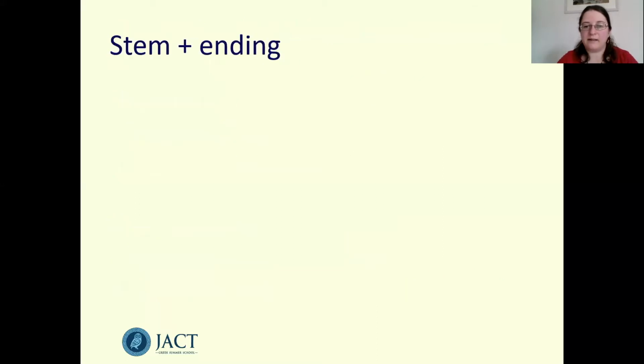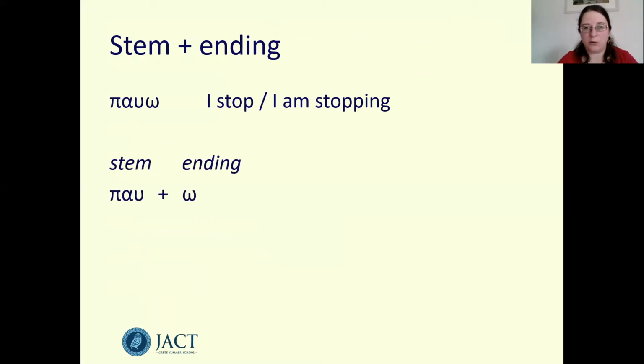The ending is placed onto the verb stem. So here's the verb pauo, meaning I stop or I am stopping. The stem of this verb is the pau part. This is what tells us that it means stop. We get the English word pause from it. So the pau is telling us that it means stop. The ending o is telling us that it is I who am stopping.